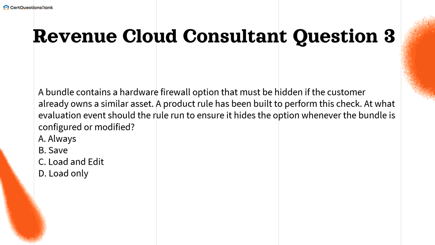A bundle contains a hardware firewall option that must be hidden if the customer already owns a similar asset. A product rule has been built to perform this check. At what evaluation event should the rule run to ensure it hides the option whenever the bundle is configured or modified? A. Always. B. Save. C. Load and edit. D. Load only.